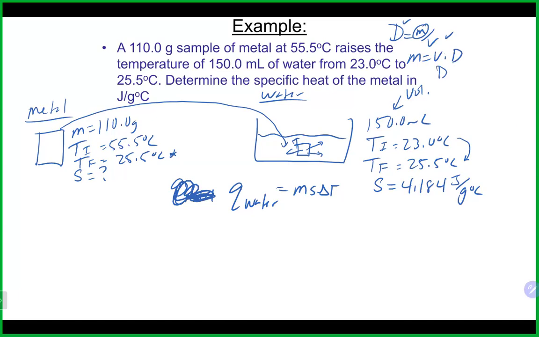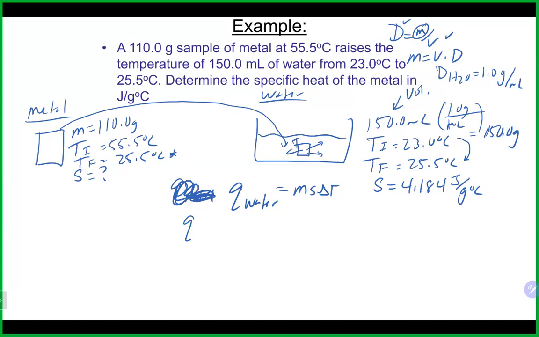And remember the density of water, if you ever need it in a calculation such as this: 1 gram per milliliter is the value you typically should use. That basically means we have 150 grams of water. So you can use that density value of water, and 1 is pretty much a good value to use.